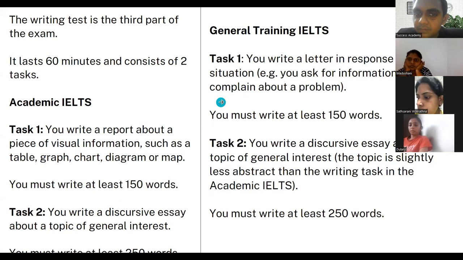Task one, for academic test takers, you have to write a report. Right? You have to write a report. There are six different types of charts or diagrams that you might get. You have a line chart, a bar chart, a table, a pie chart, a process, and a map. Out of these six things, you have to look at it and write a report. This is not that difficult because you only have to write what you see in that chart.